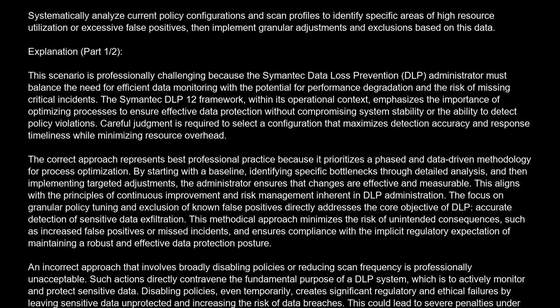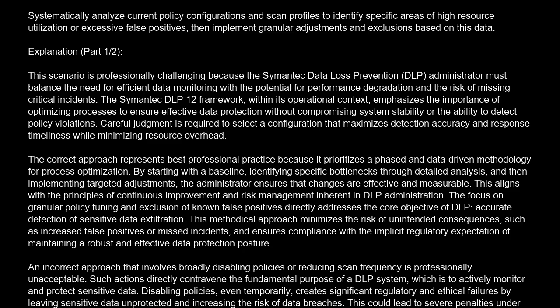The focus on granular policy tuning and exclusion of known false positives directly addresses the core objective of DLP: accurate detection of sensitive data exfiltration. This methodical approach minimizes the risk of unintended consequences, such as increased false positives or missed incidents, and ensures compliance with the implicit regulatory expectation of maintaining a robust and effective data protection posture.